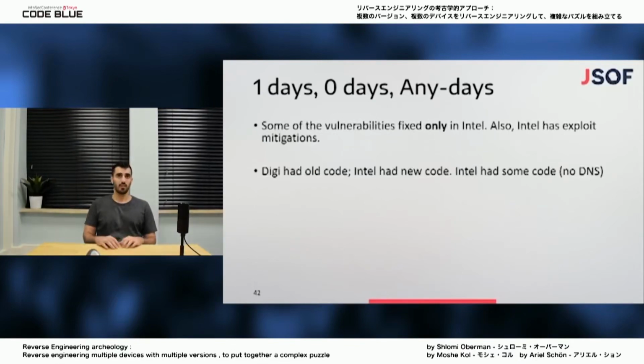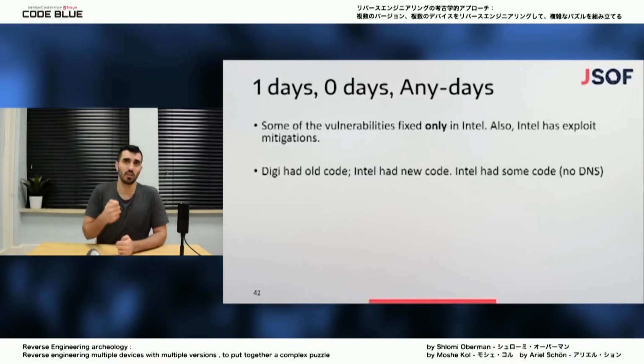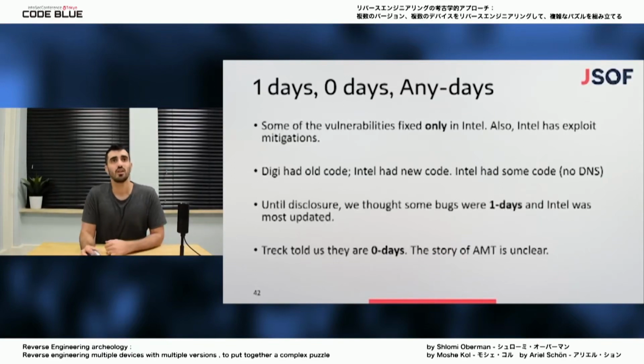So the story behind Intel AMT is interesting. Some of the vulnerabilities were fixed only in Intel. Also, Intel has exploit mitigation. Digi, on the other hand, had old code. Intel had new code. Intel had some code, not all of the code. So until disclosure, we thought that some bugs were 1-days, and Intel was the most outdated. But actually, Treck told us that these are actually 0-days. So the story behind the AMT is unclear. Maybe Intel fixed the issues independently.